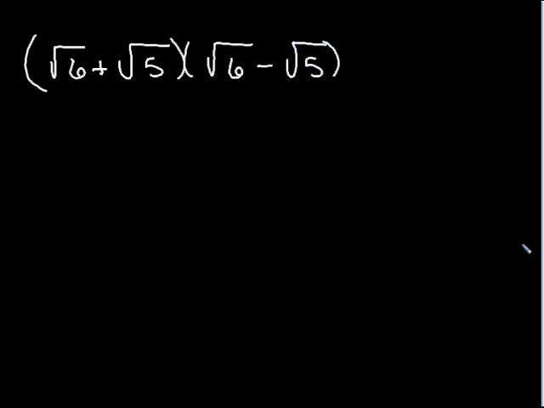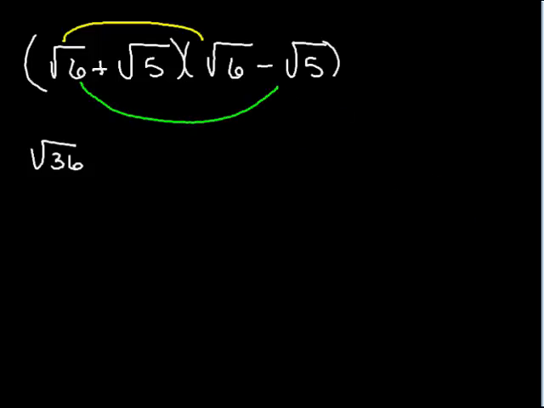Right now we have a sum and difference. If I do the square root of 6 times the square root of 6, I get the square root of 36. I do the square root of 6 times negative the square root of 5, and that gives me minus the square root of 30.